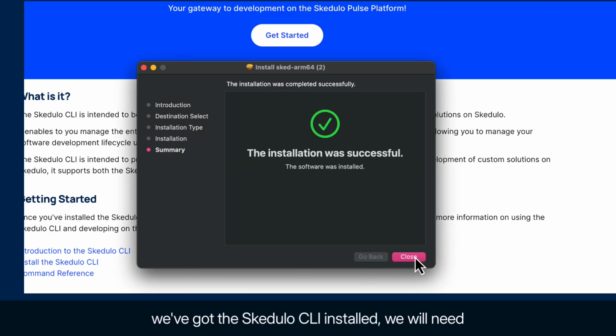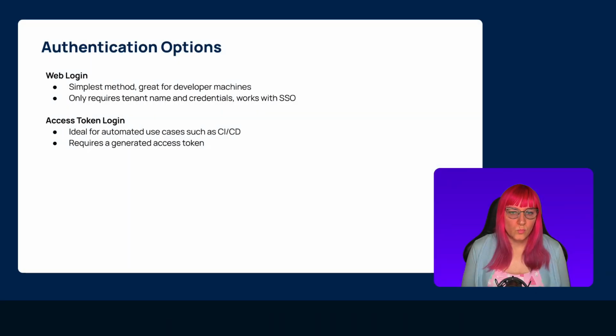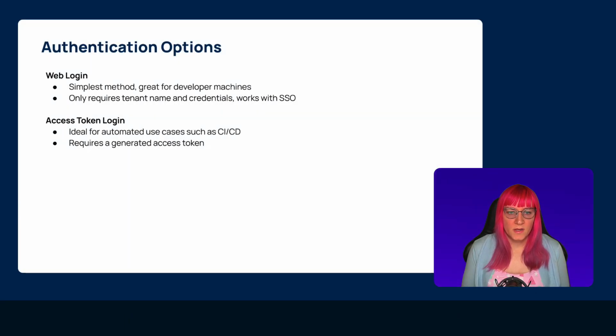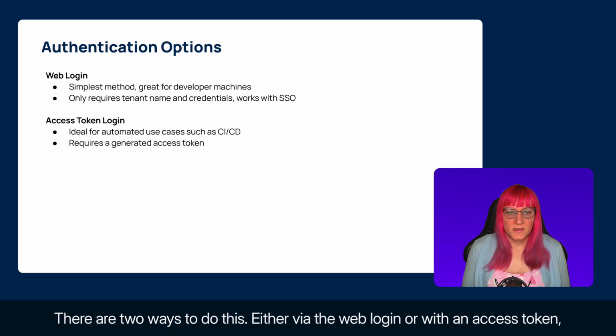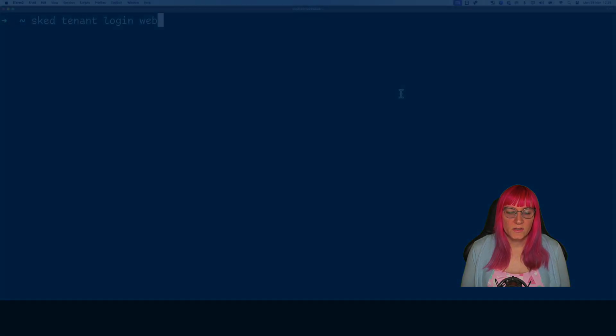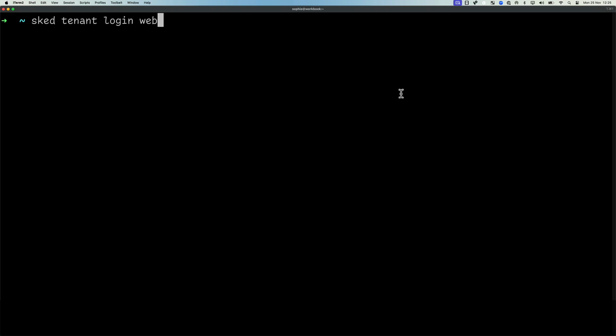Now that we've got the Skedulo CLI installed, we will need to authenticate to a tenant before we can do much with it. There are two ways to do this, either via the web login or with an access token. Web login is the simplest way, so we will cover it first. So let's run sked tenant login web.